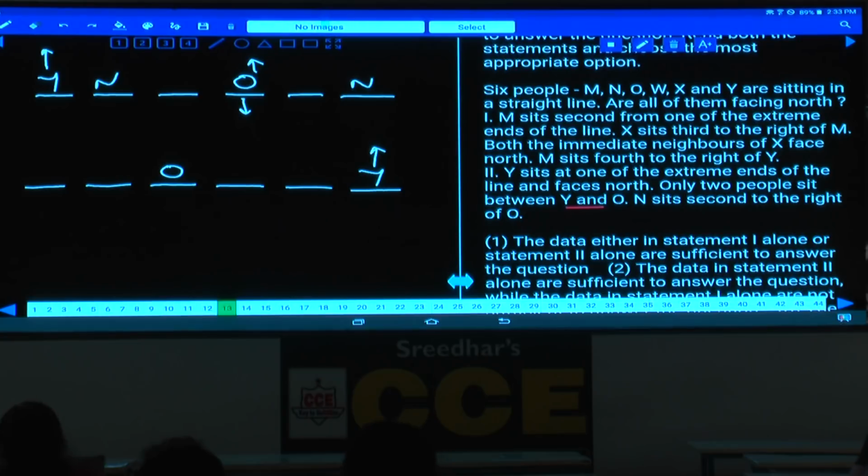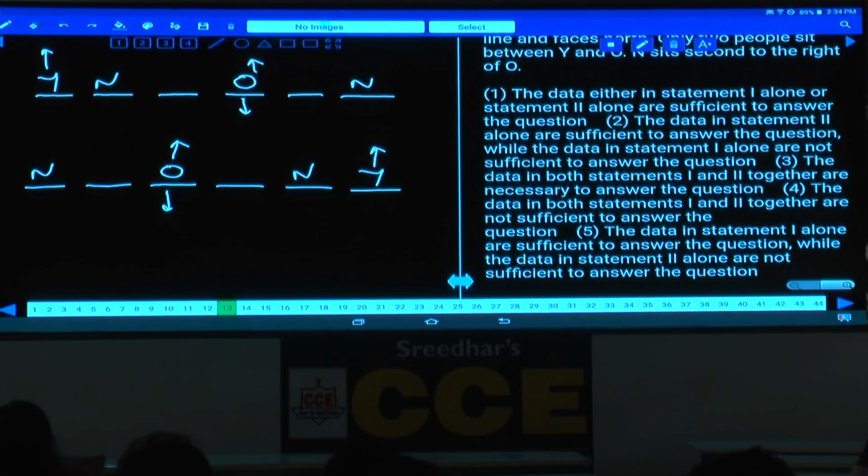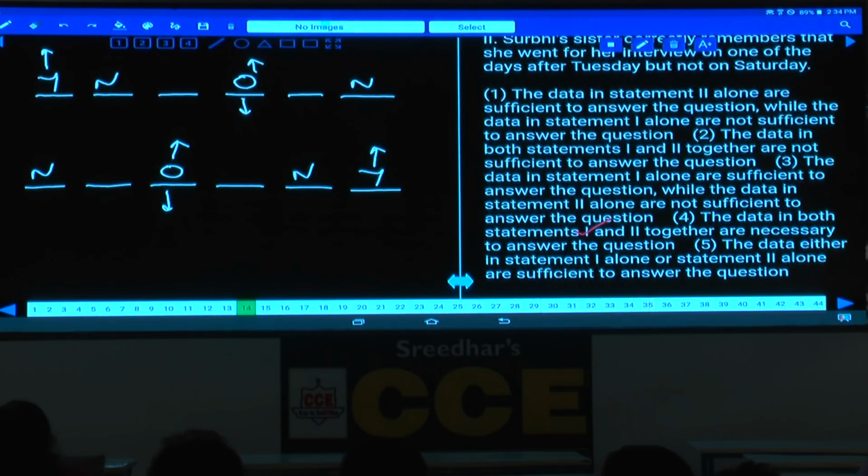Again, only 2 people between Y and O. N sits second to the right of O. If N is here, then O will be towards south. And if N is here, O will be towards north. Are you getting any answer here? Now we cannot definitely say whether all the persons are towards north or not. Hence, what is your answer here? Only 1 alone is sufficient. Choice 5 is the answer. Question number 13, it is choice 5. Done with this?